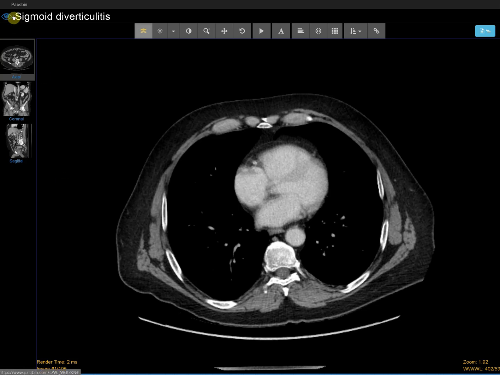Hi guys, in this case we have a case of sigmoid diverticulitis. I would take this case as if it's something I'm seeing in the ED. Let's say the history is that the patient comes into the ED with left lower quadrant abdominal pain.